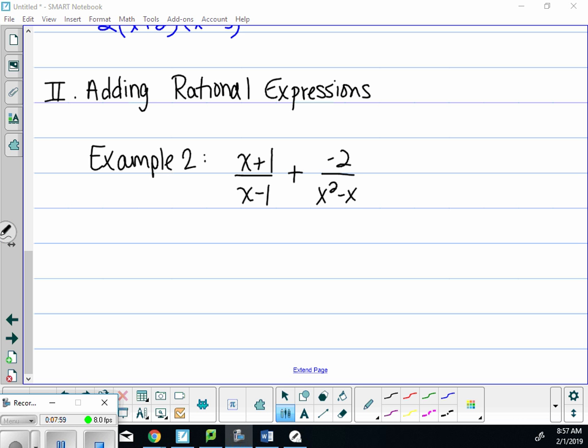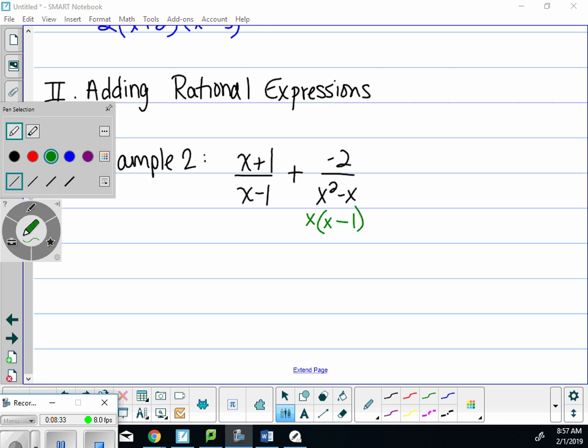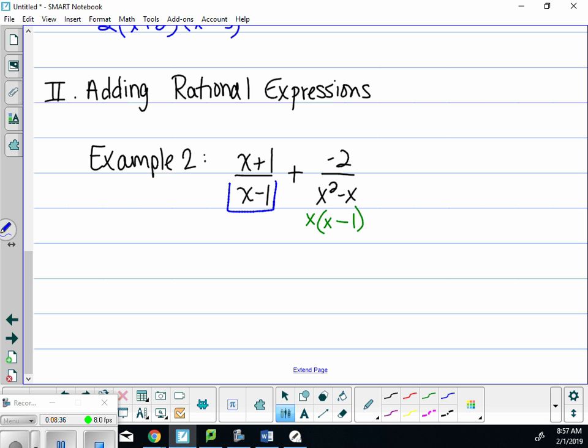So you are going to, as we have been doing a lot, factor, factor, factor. Now, x minus 1 really doesn't factor. That's as simple as it's going to get. x squared minus x, do they have anything in common? They have an x. So if I take out an x, I'm left with x minus 1. So one of my denominators is x minus 1. My other denominator is x times x minus 1.